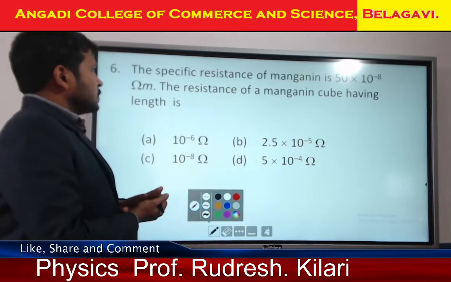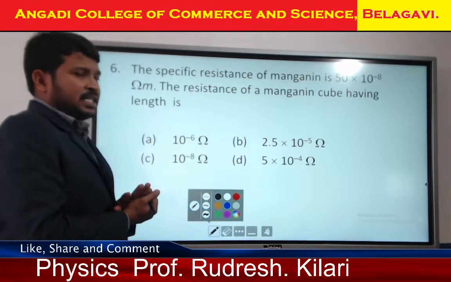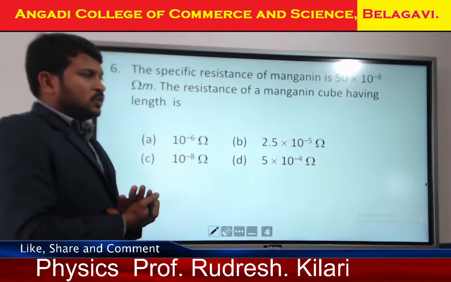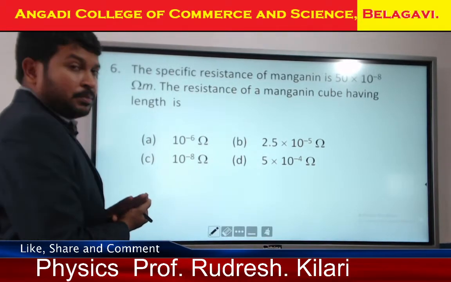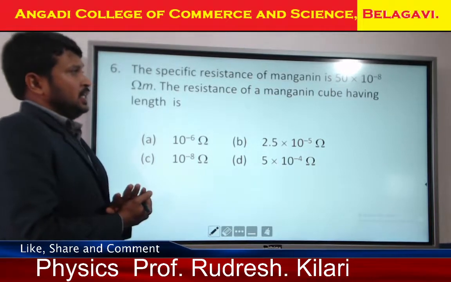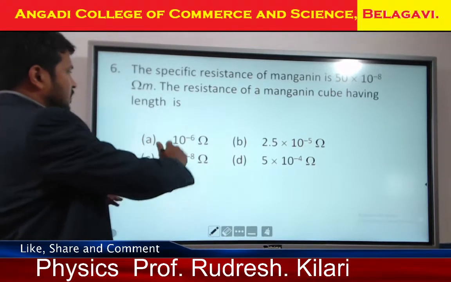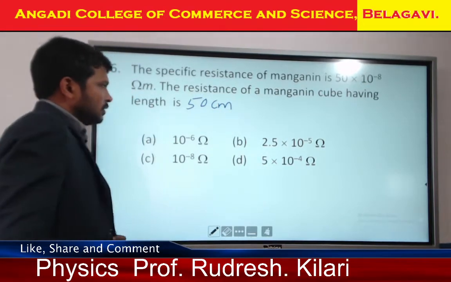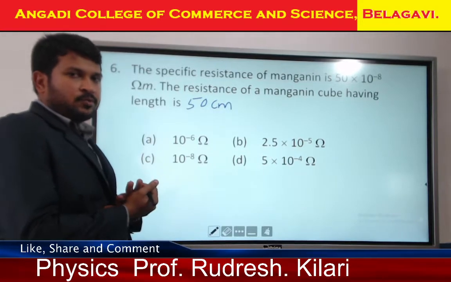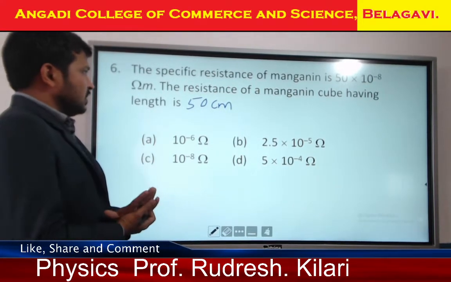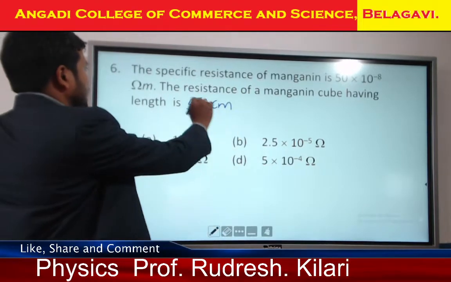The specific resistance of a material is 50 into 10 to the power of minus 8 ohm meter, right? And the resistance of the cube having the side length of 50 centimeters. They are asking us to calculate the resistance.